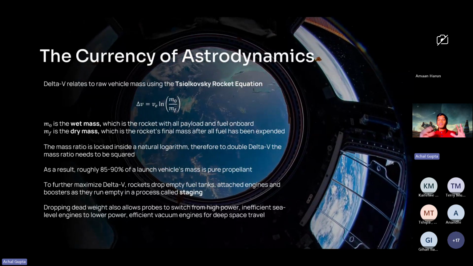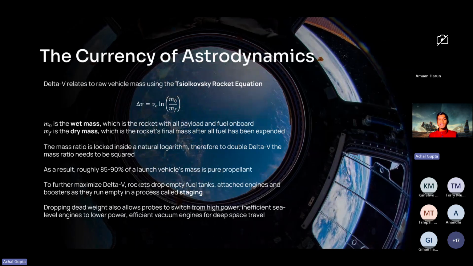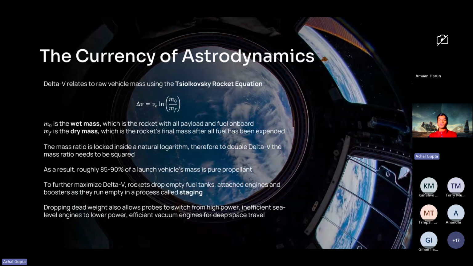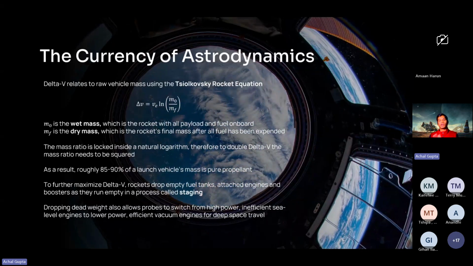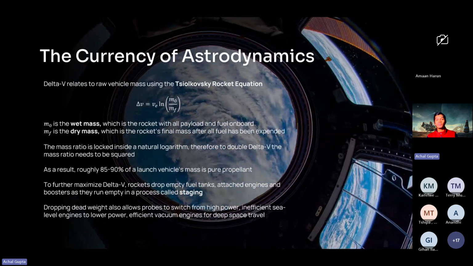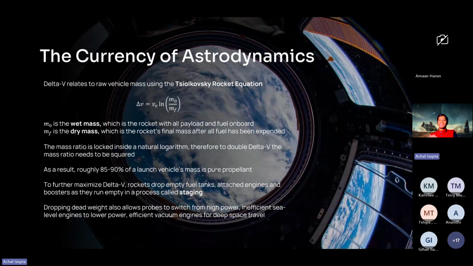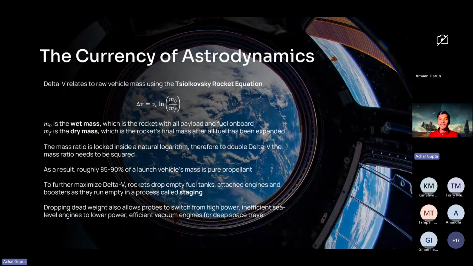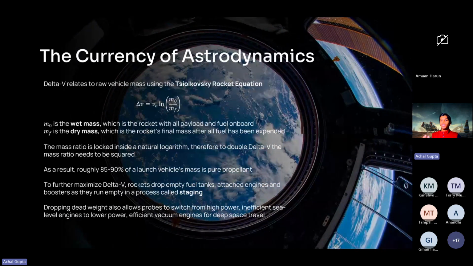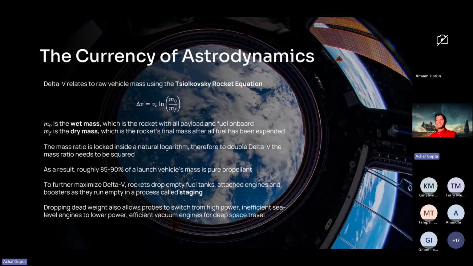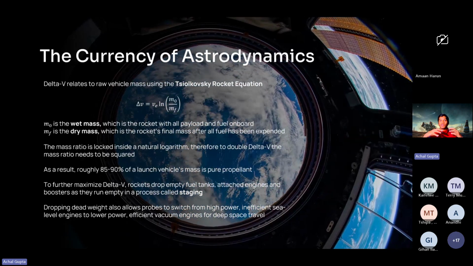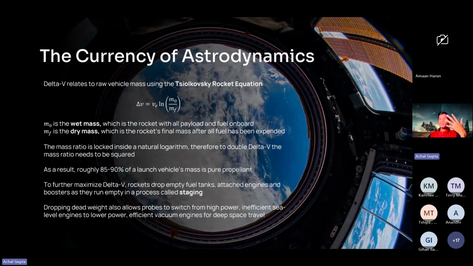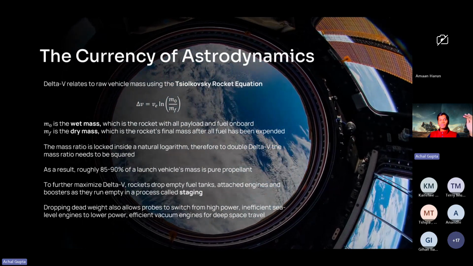Now, because the mass ratio is locked inside a natural logarithm, if we need to double our delta V, aka if we need to increase our cruising range to 2x what it originally was, we need to square our mass ratio. And this is incredibly inefficient, obviously, because that means there is a limit to how big a rocket we can send. And as a result, most rockets are just 85 to 90% propellant by mass because of the natural logarithm's effect.